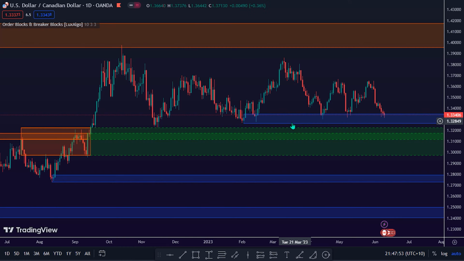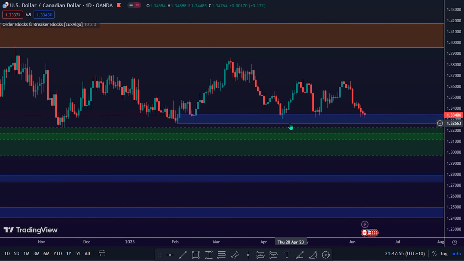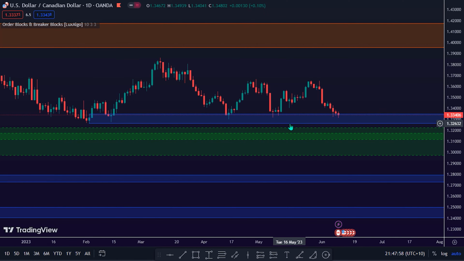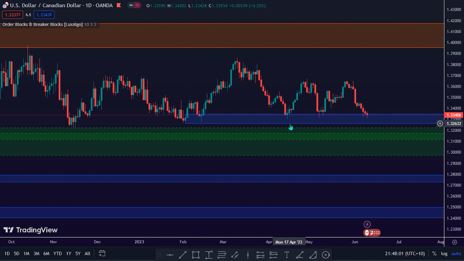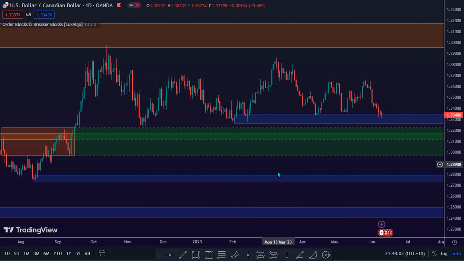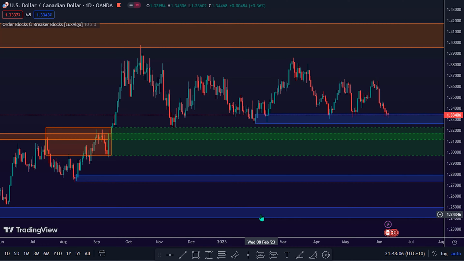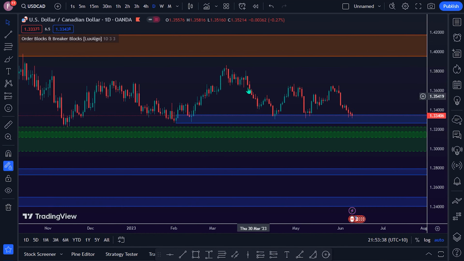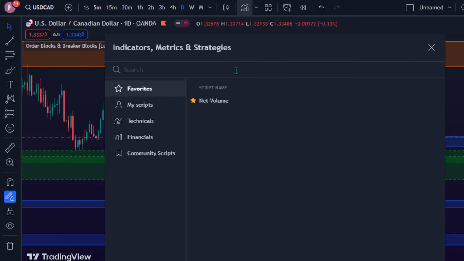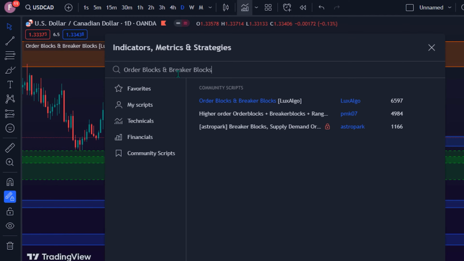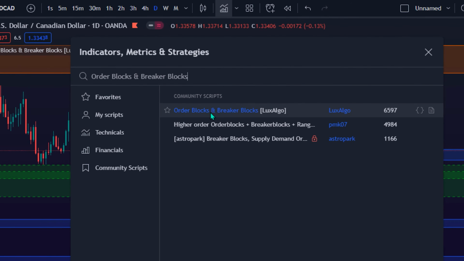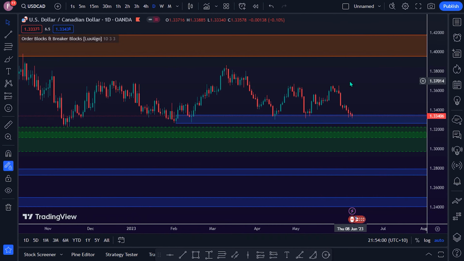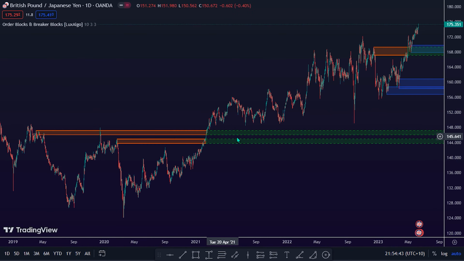This is a very powerful technical indicator that price action traders can use to build a powerful trading strategy. It's a technical indicator for serious traders who want to become professionals in their trading careers. To apply this indicator on the trading chart, search the keyword order blocks and breaker blocks, and select the order blocks and breaker blocks by Lux Algo on the TradingView indicator community folder. As we can see, here is the trading indicator.